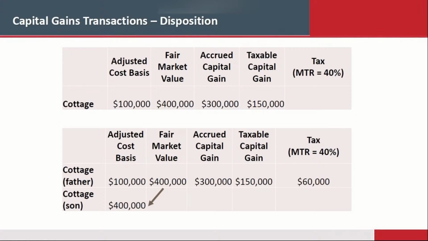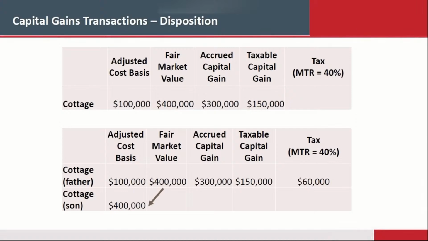Even if your son never paid $1 for it, in other words, it was strictly a gift, it doesn't really matter. As far as Ottawa is concerned, you have disposed of that property at the fair market value, and therefore you as a father will be charged $60,000 in taxes on this transaction. Of course, your son now receives the property at $400,000, and that property now has an adjusted cost base for your son, in this case, of $400,000.